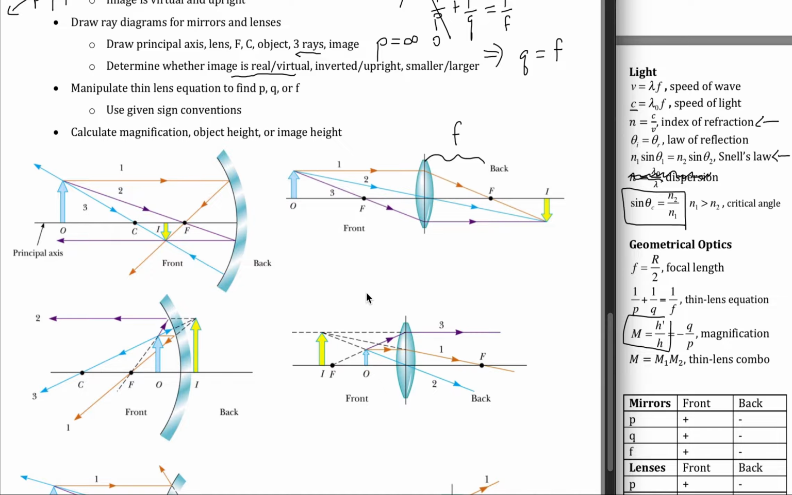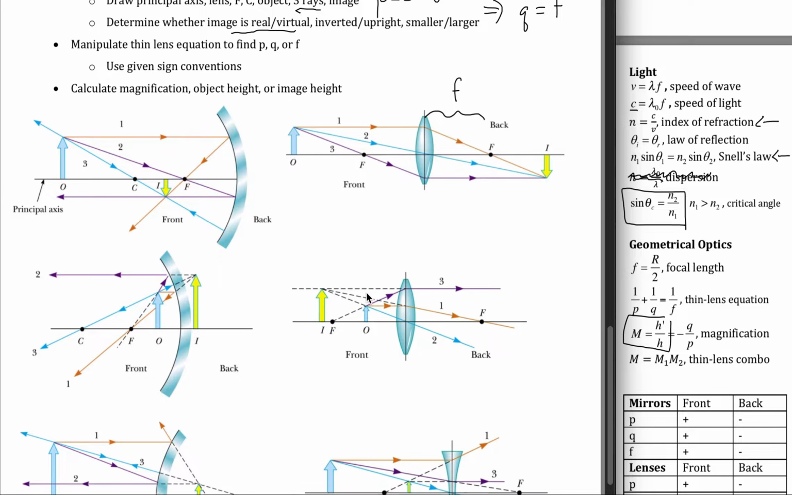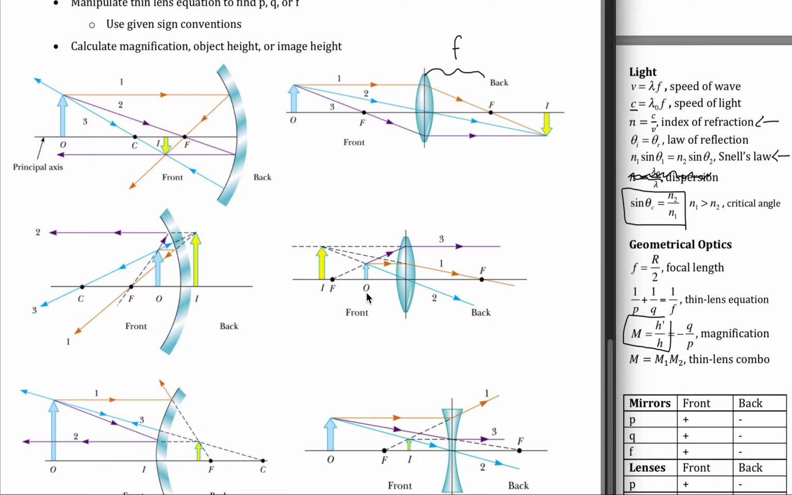So keep in mind that these 6 diagrams are not all of the diagrams. We did learn a couple of modifications which were for these top 2 here. So we learned that the object produces a smaller image if the object is further than the center of curvature.